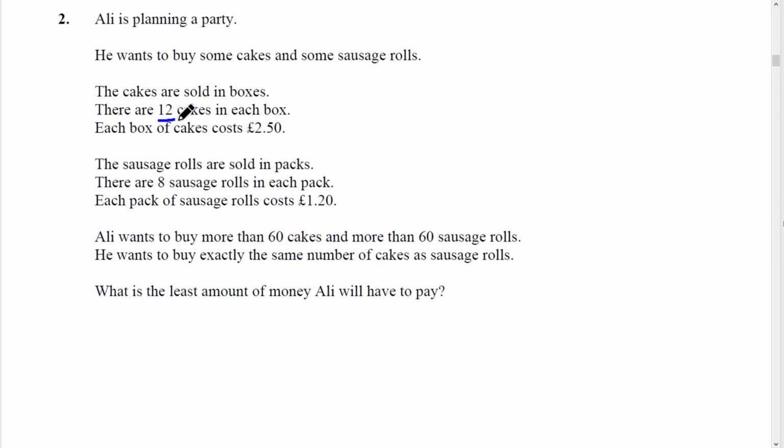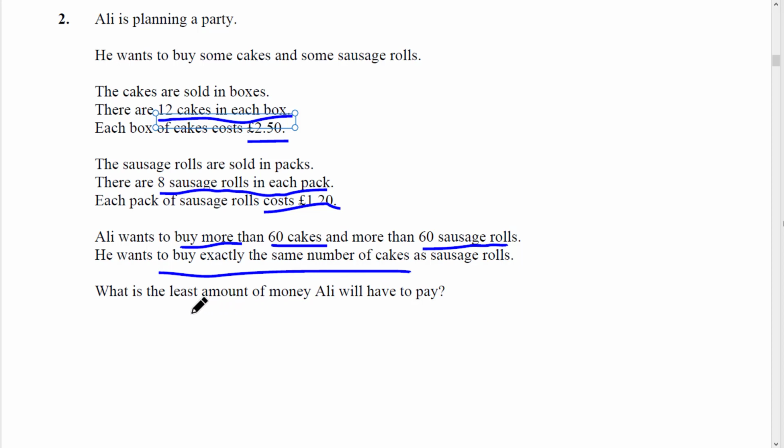Now Ali is planning a party. Cakes are sold in boxes. The key information is there's 12 cakes in each box. Each costs £2.50. 8 sausage rolls in each pack. They cost £1.20. You want to buy more than 60 cakes and 60 sausage rolls. You want to buy exactly the same amount. And what's the least amount of money? So that gives you the clue that you have to find the LCM with problem solving. So what's the lowest common multiple of 12 and 8, but it has to be greater than 60.